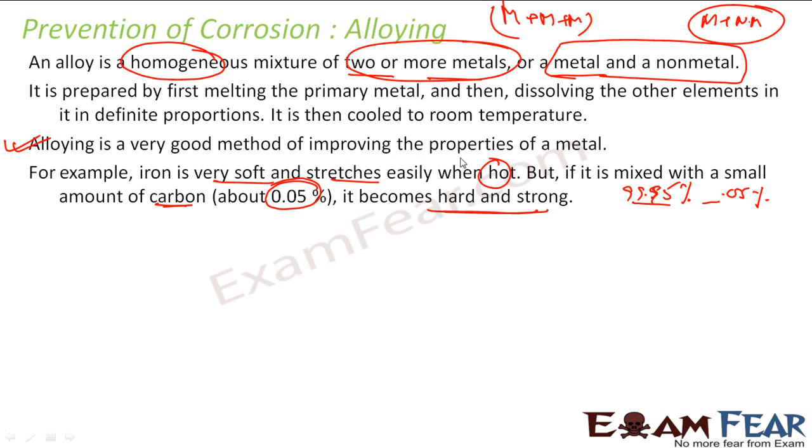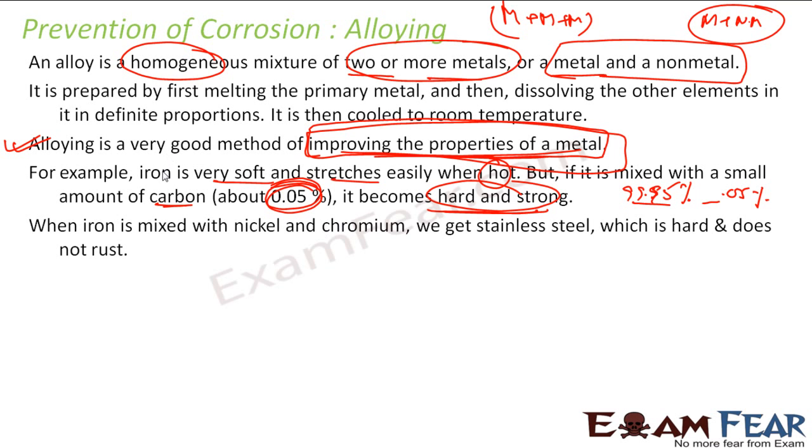Alloying is a very good method of improving the property of metal. There has to be a reason why we are doing alloying, right? So it improves the property of the metal. For example, in this case, iron was a little soft when hot. Then we put only 0.05% of carbon and it has become very hard and strong. Another example is when iron is mixed with nickel and chromium, it becomes stainless steel. It doesn't rust. The rusting problem is solved just by adding nickel and chromium in a small quantity. Right? So that's what alloying is.